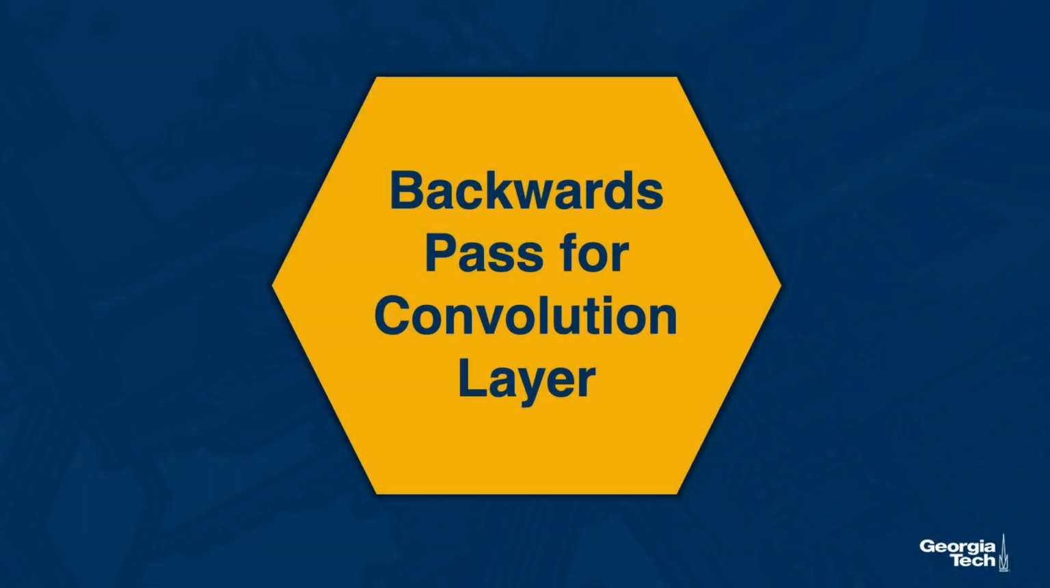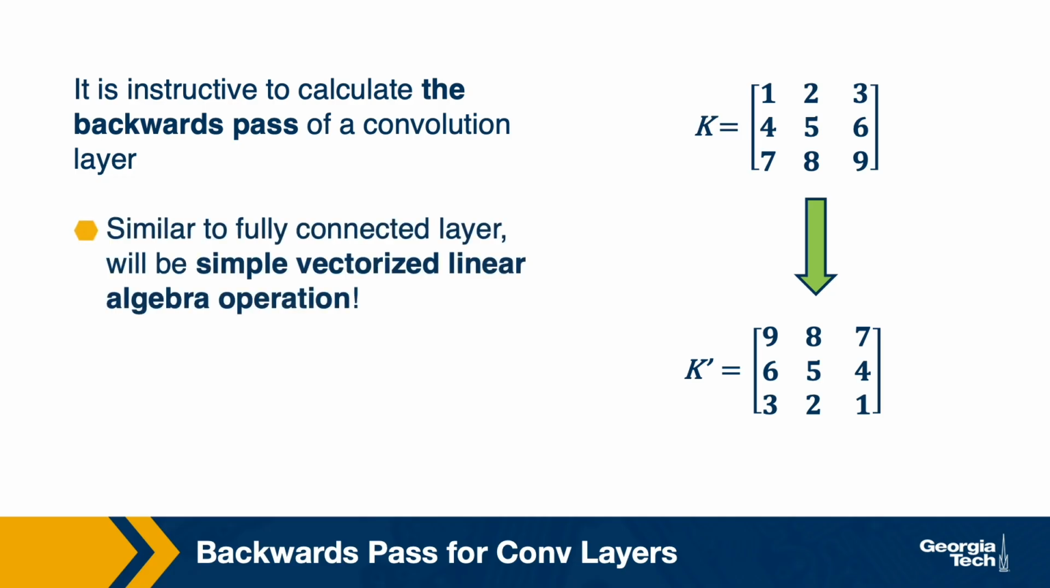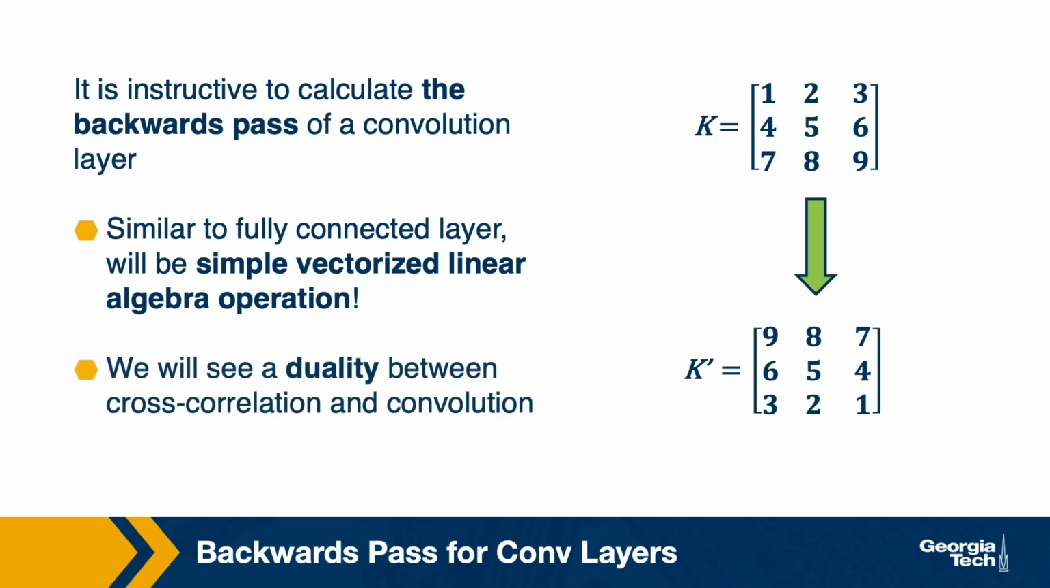In this lesson, we'll set up the math for cross-correlation again and discuss some terms and simplifications that we'll make in order to compute the backwards pass for a convolution layer. It's instructive to calculate the backwards pass of a convolution layer, even though in practice, automatic differentiation will do it for us. Similar to the fully connected layer, we'll end up at the end with a simple vectorized linear algebra operation that can be implemented efficiently in graphics processing units. We'll also see an interesting duality between the forwards and backwards passes as it relates to the cross-correlation and convolution operation.